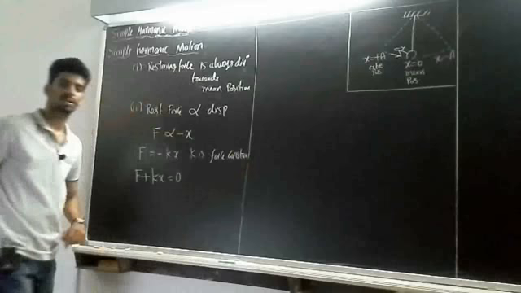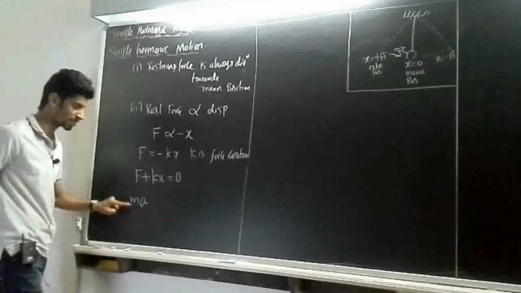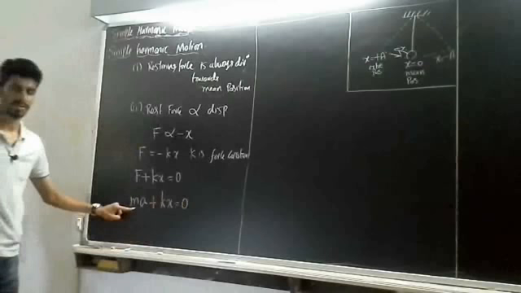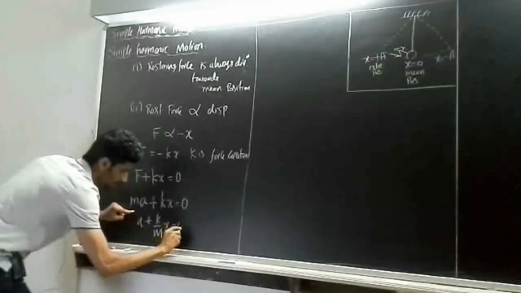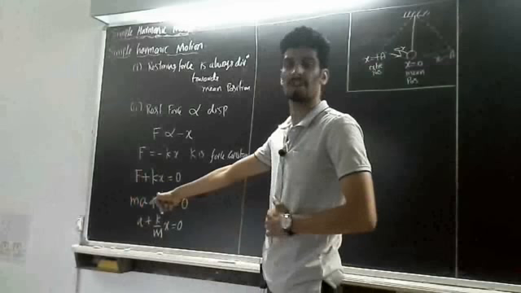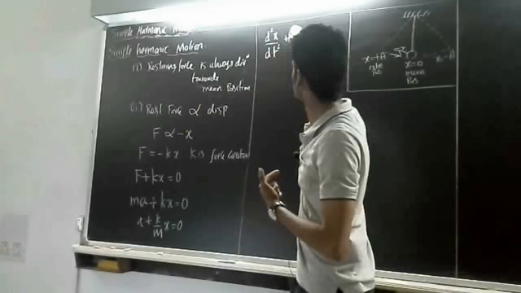So this force leads to an acceleration. Force is m into a, so m a plus k x is equal to 0. I'm going to divide by m on both sides, a little massage. So a plus k by m x is equal to 0. And what is this acceleration a? I can write it in terms of displacement, that is d square x by dt square, the second derivative of displacement, which is acceleration, plus k by m x is equal to 0.